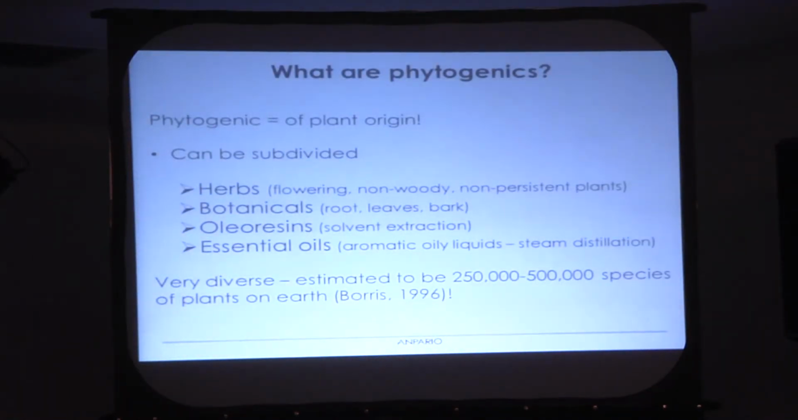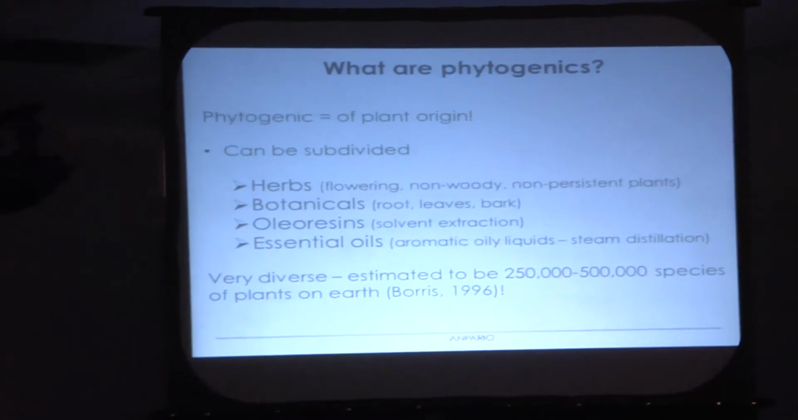Well, the word phytogenic covers a very broad and diverse range of material and compounds. The word phytogenic just means from plant origin. We can subdivide these into herbs, botanicals, oleoresins, and essential oils. The difference between the bottom two is essentially the extraction process using either solvents or steam distillation.